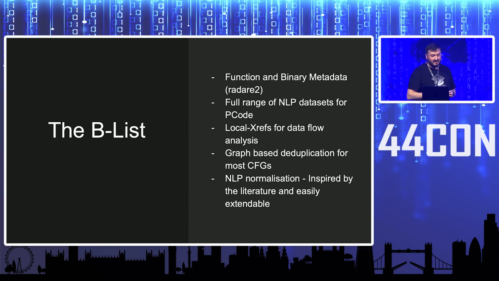So there's a bit of a B list here of things that the tool can also do, but again, I didn't want to bore everyone to death with lots of screenshots. So there's function and binary metadata. This is really good for tree-based approaches, so if you wanted to do XGBoost or something like that. It can pull out things like number of local variables and how many instructions and how many basic blocks and complexity and all that sort of stuff. There's also the full range of NLP stuff in the P-code, so you can generate pairs, strings, whatever as well. There's also local xrefs, which the extraction functionality has been done for, but I'm currently doing the graph functionality, so the idea is to be able to make a local xref graph as well, which again another paper tried to do.